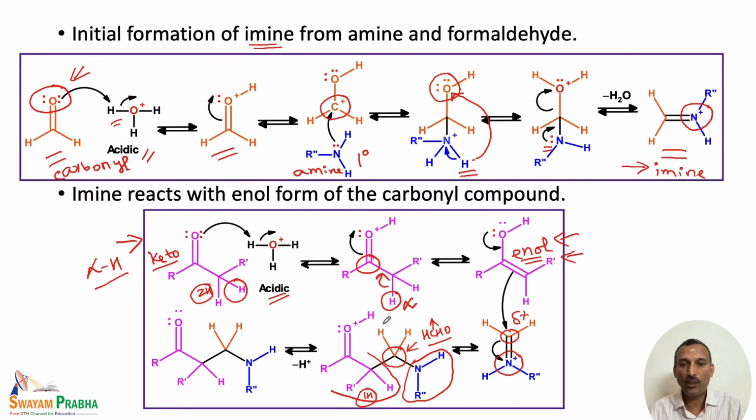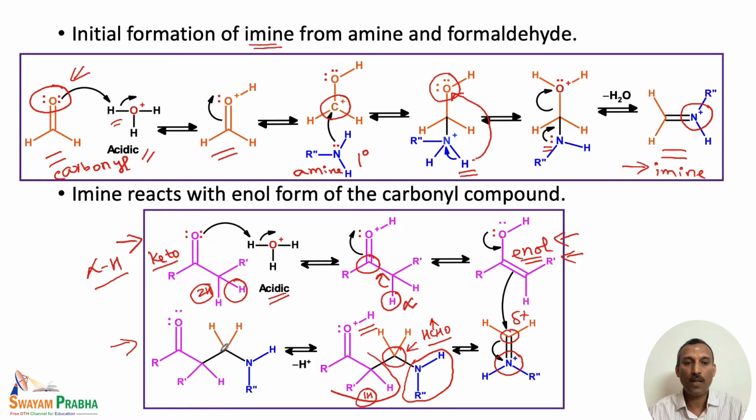And in this case, the oxygen's lone pair comes towards the oxygen-carbon bond, so we have a double bond between carbon and oxygen. Because of the donation of the lone pair of electrons, the oxygen becomes positive, and this is the intermediate which is formed. This intermediate now loses a proton to give the corresponding beta-amino carbonyl derivative.